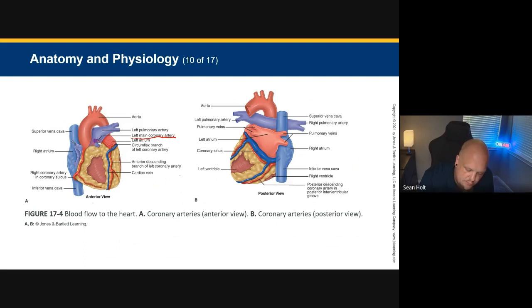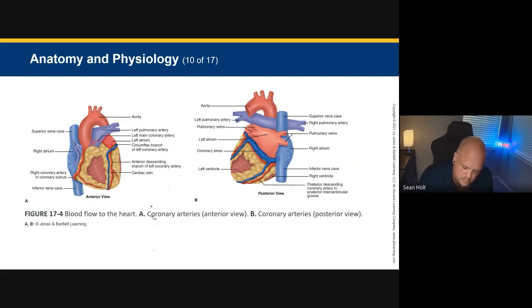That's all that it is right there. It's from that door just to this bifurcation. From there it splits off to the circumflex that goes around the back, the circumflex branch of the left coronary artery, and the left anterior descending. This guy right in the very anterior aspect of the left side of the heart. So anterior descending of the left coronary artery, we just call it the LAD. Left anterior descending. All right.